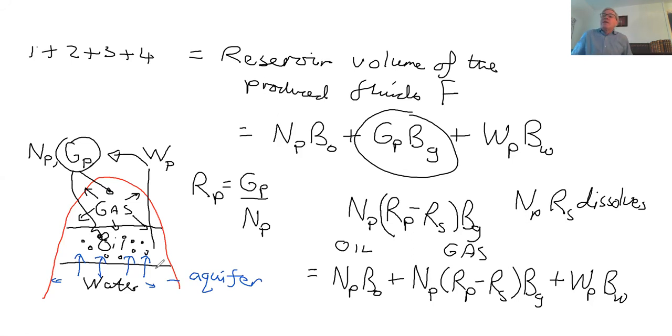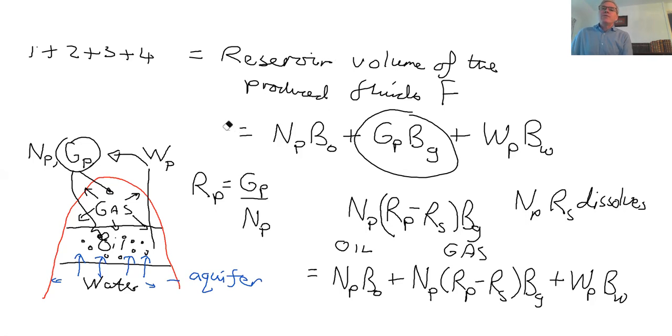So in principle, there may be CO2 dissolved in the water, and so BW can sometimes be slightly greater than one. Also, you're at a high temperature, so the water will expand because the temperature changes. But anyway, BW is close to one. So that was F.